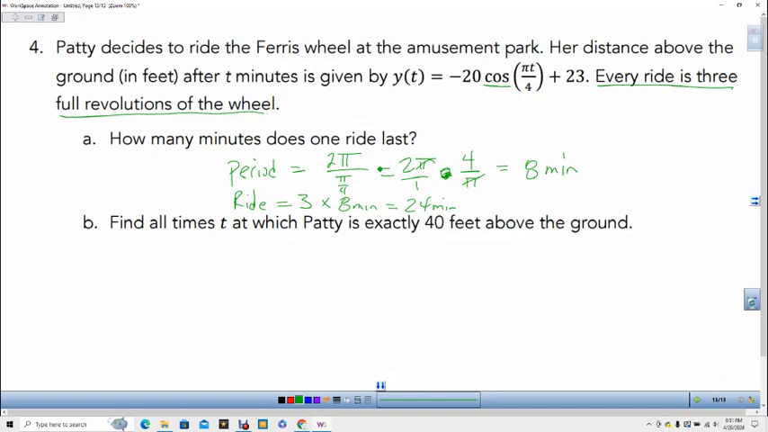All right, and then they want you to find all times t at which Patty is exactly 40 feet above the ground. So now we're looking at negative 20 cosine pi t over 4 plus 23, and we're looking for where that is equal to 40.